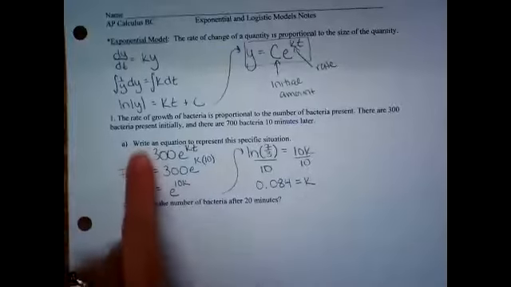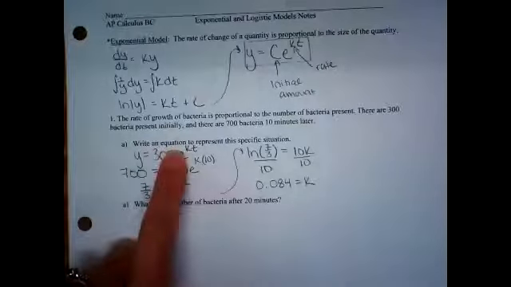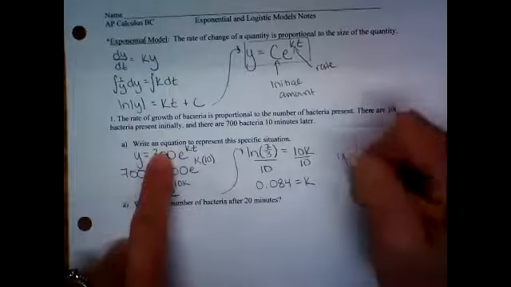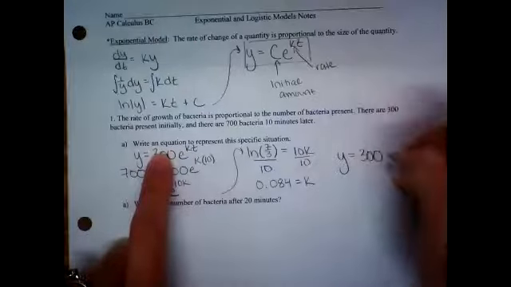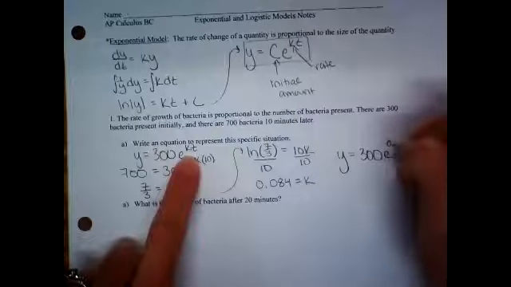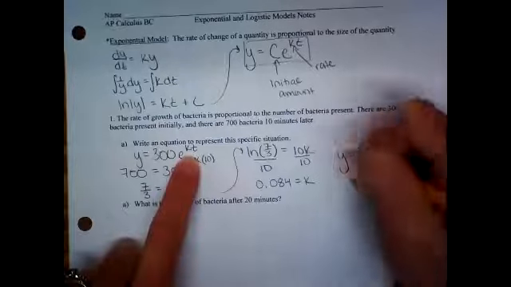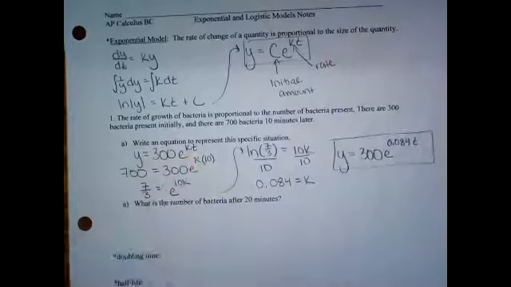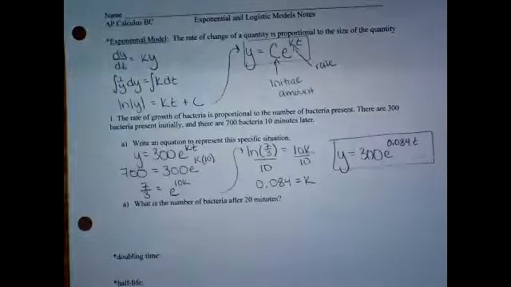What is it asking for? Write an equation. So your equation is y equals 300 e to the power 0.084t. You just have to put it all back together, like reassemble it in order for it to be your final answer. It's like we found all the missing parts, but you have to put it back together to be an equation.